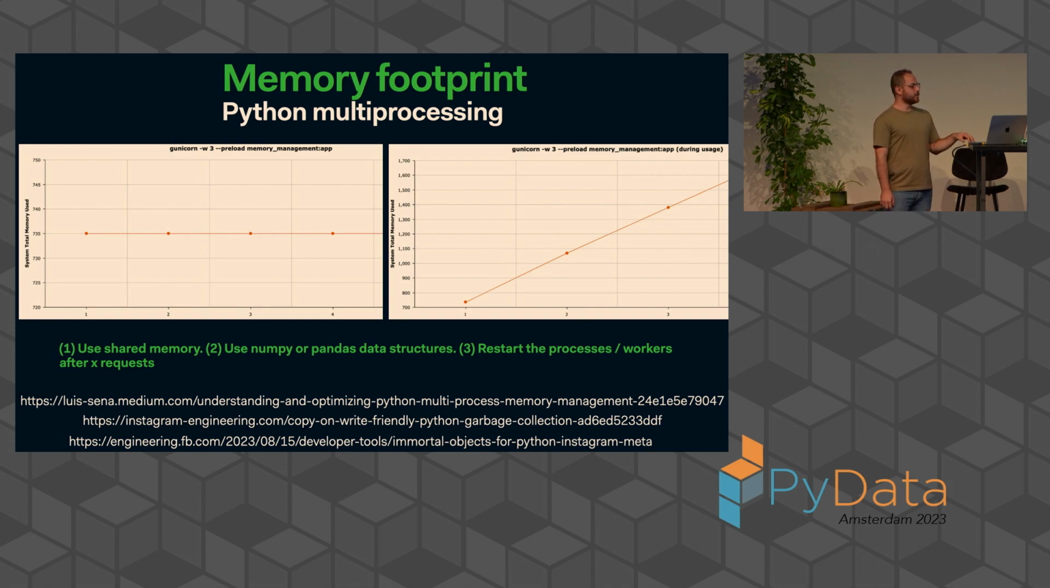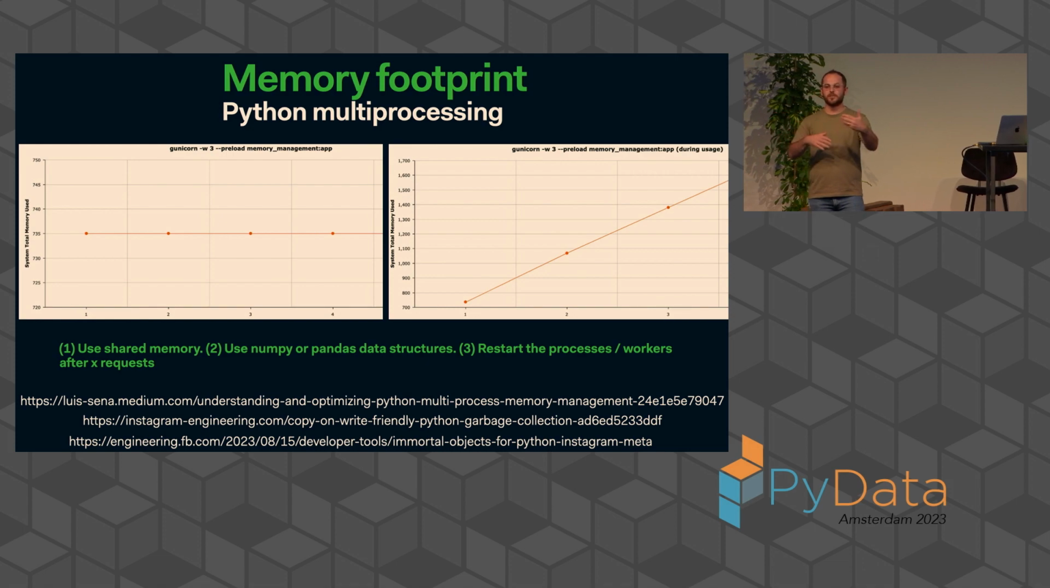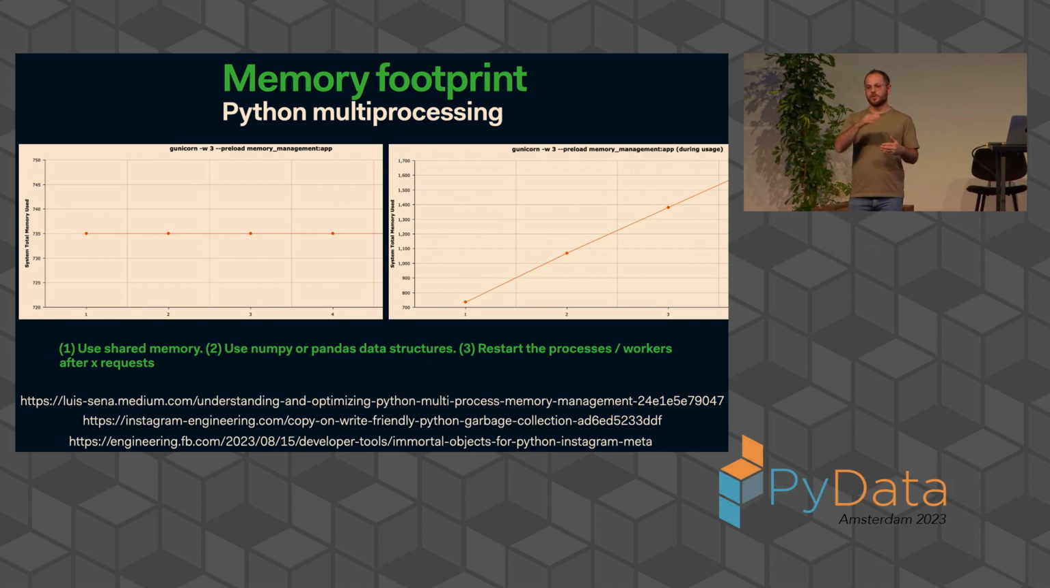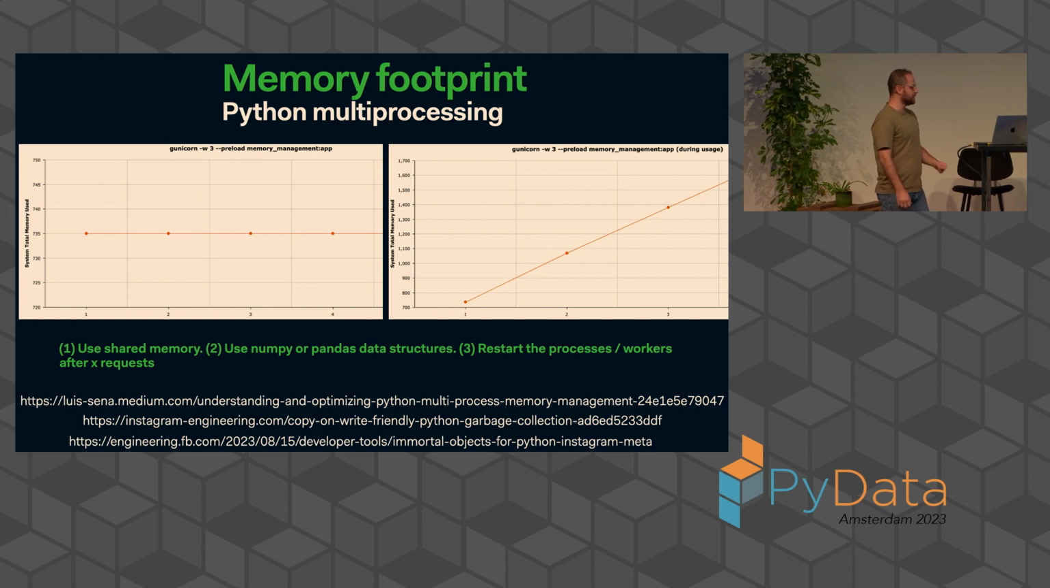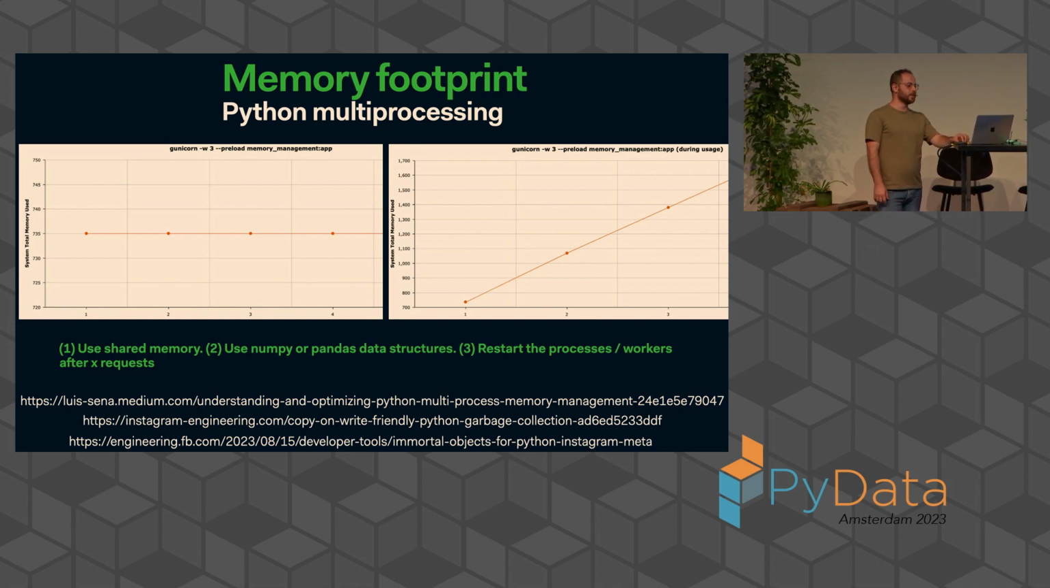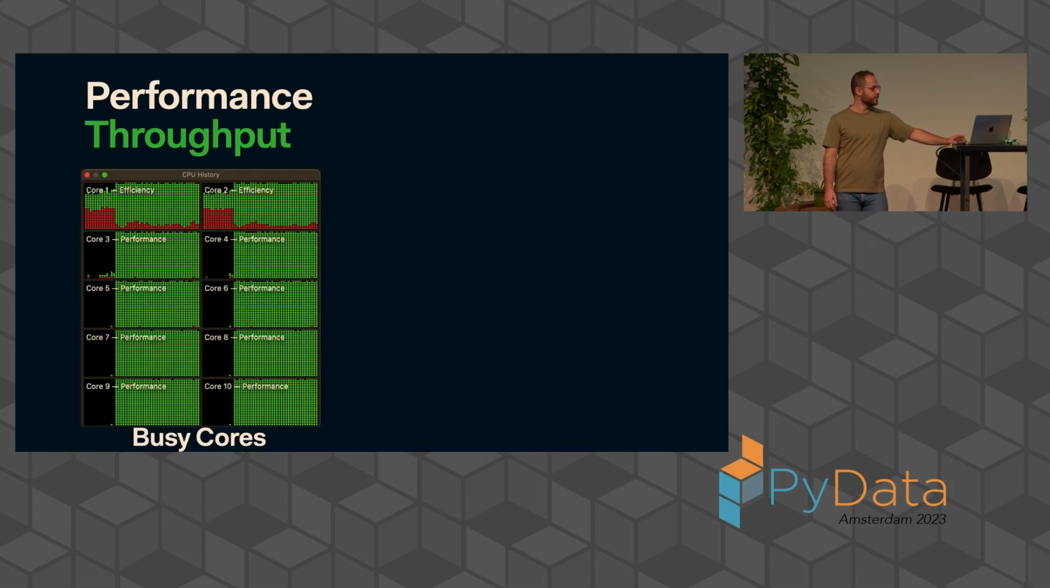The third thing you can do is restart your workers often. It's a small trick. Every X number of requests, you can configure your servers to gracefully restart these processes. So the memory footprint will go up, but you will keep it under control. It will not go up linearly. I put some references here. I think they are very nice reads. They talk about this problem. Meta is investing in this immortal object that will hopefully solve this problem. But until then, we have to do these things.